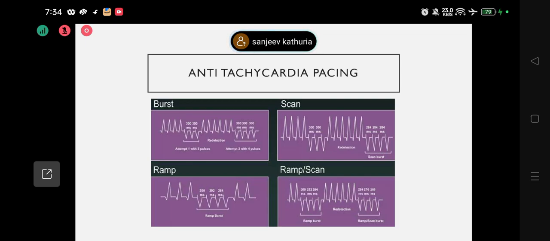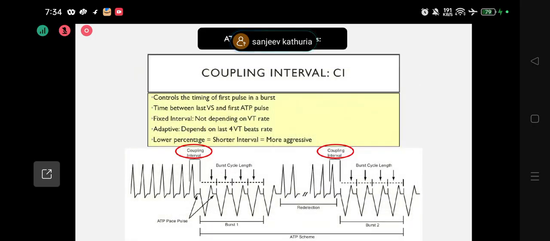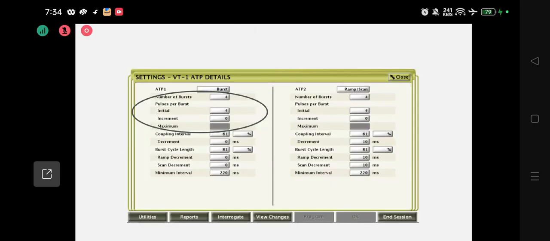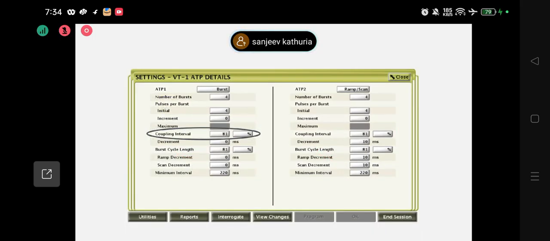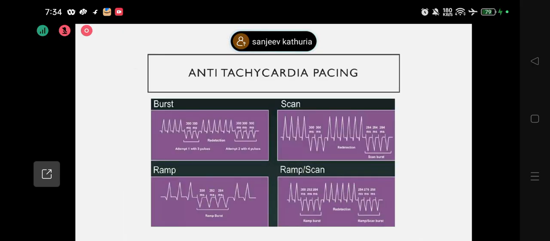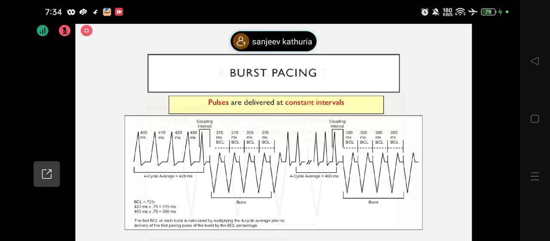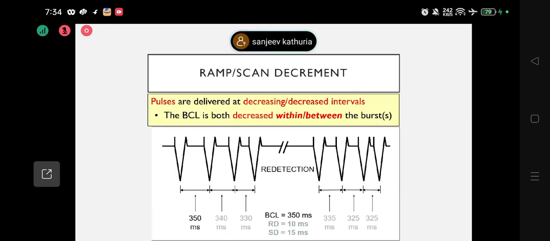So that means ATP will always work in re-entry circuits, where it has to move in re-entry. Automatic circuits, triggered activities, no role of ATP. That is why ATP works in ischemic VTs, because ischemic VTs are re-entry VTs. Other VTs it doesn't work. I'm just giving you examples so that you learn the subject per se. So these are examples of burst pacing, ramp pacing, scan pacing, but now ramp scan is the word. This is being followed now.